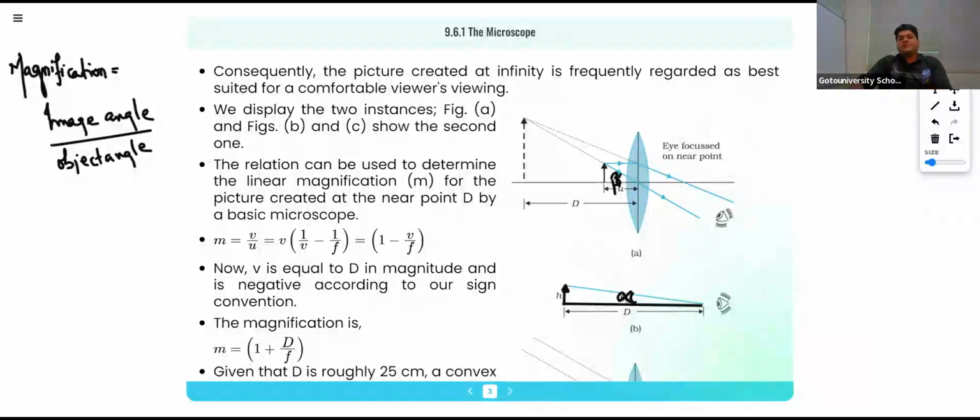If you check, see, light will be incident on the eyes. It will go to the brain and the brain will backtrack the light. The point where there is the intersection of the light is where we can find the image, and the intersection will be somewhere here. So what is the image angle? In this case, our image angle will be tan beta, and what will be our object angle?